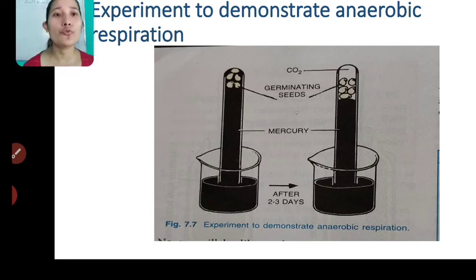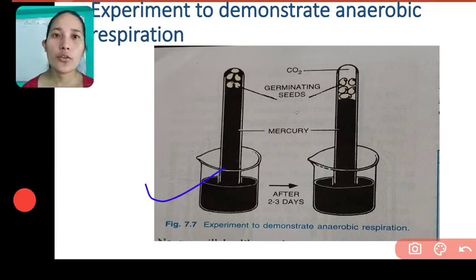Now you have a setup, one experimental setup. What you would do is, you take a test tube, you place germinating seeds in it, and then fill it with mercury. And then in a flask, instead of water, you are putting mercury. Then invert the test tube and place it in the conical flask.